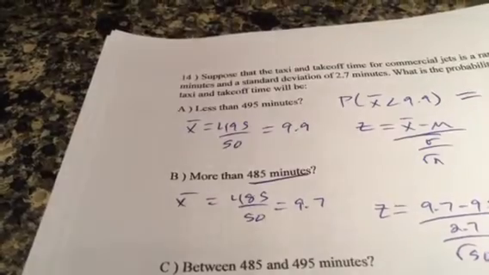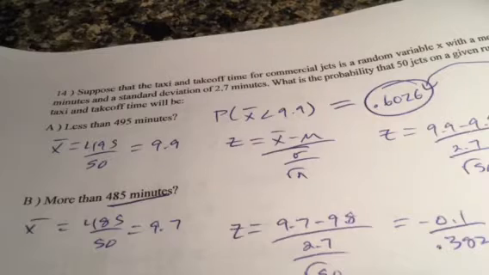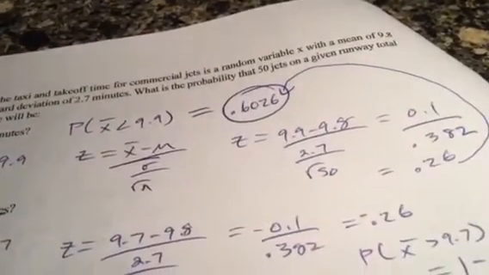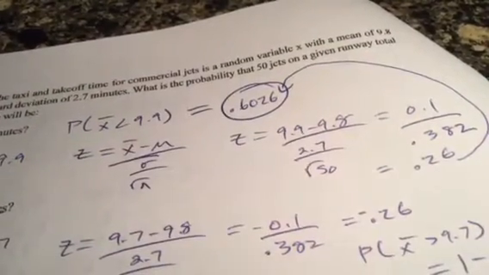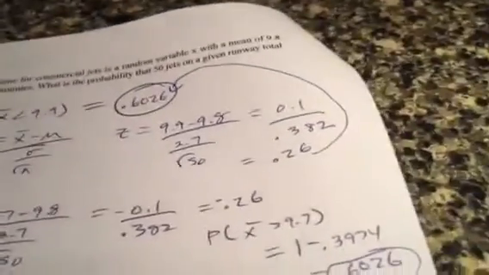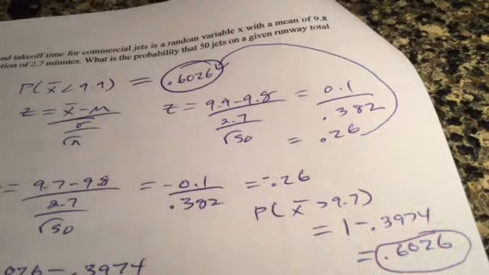Do 495 divided by 50 to find the average time a jet is going to spend taxiing and taking off. All right, so X bar minus mu over standard deviation divided by the square root of your sample size. I would round that standard error to the nearest 1,000, 3 decimal places. I want to be less than that, so whatever my z-score is, I keep it.